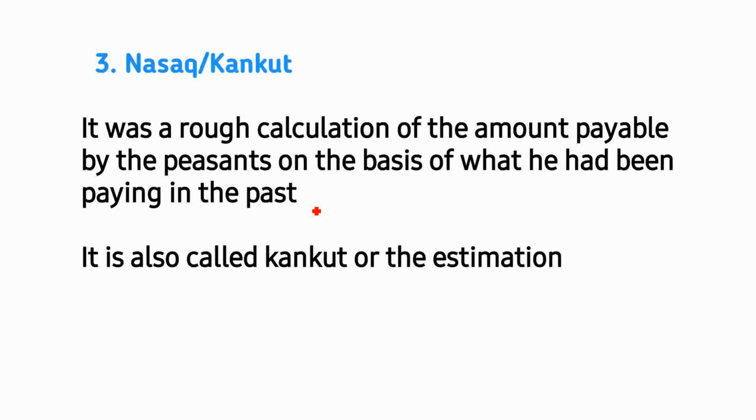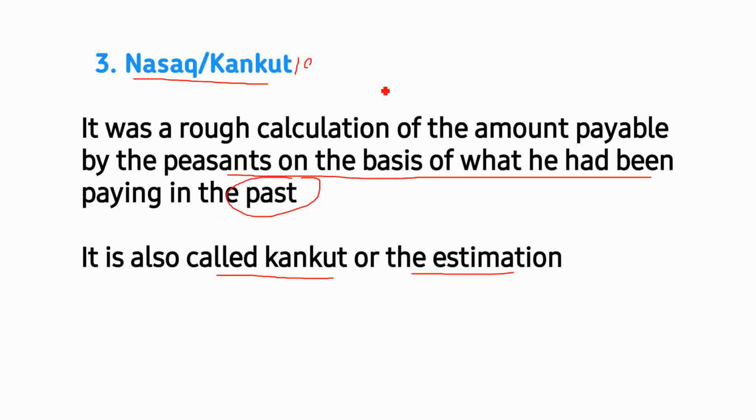Now let us move to the third, that is Nasaq or the Kankut or the estimation system. This system is basically based on estimation. Now, on what basis will you estimate? The basis is what the peasant had paid in the past. Suppose a peasant paid in the past, and based on that calculation, the present share of the state will be decided. That is called Kankut or estimation. Here, basically one factor is determined, that is what share the peasant paid to the state in the past. So it is basically the Nasaq or Kankut or estimation system.